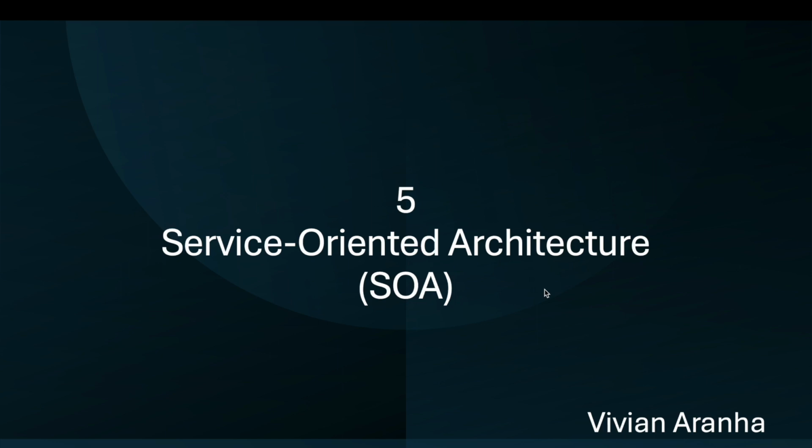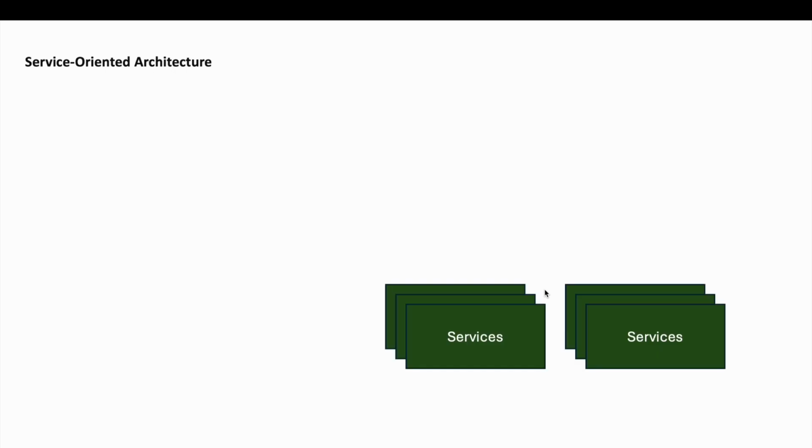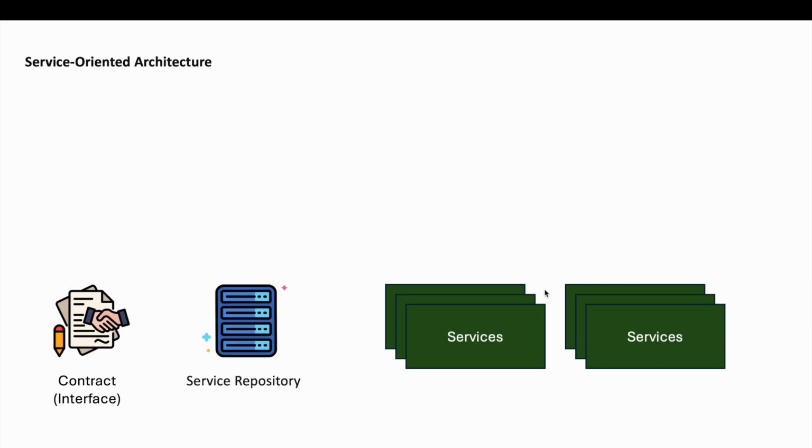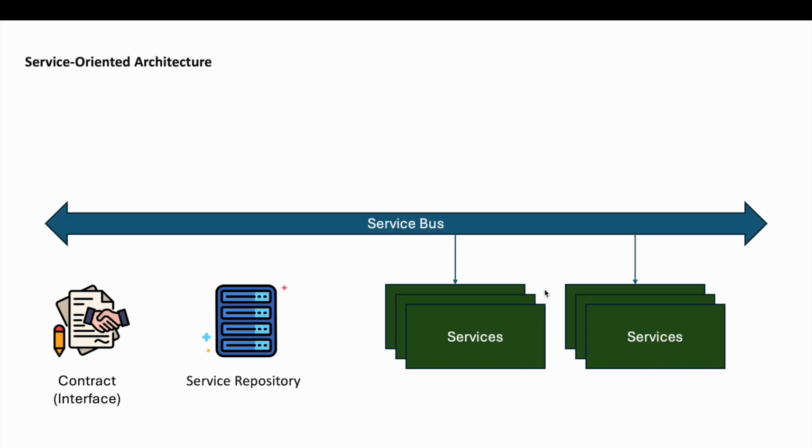Let's look at what the different components of SOA are. First, we have services, which are modular units of software that perform a specific business task and can be reused by different systems within an organization. Next, we have a contract or an interface, which defines how services interact through a formal definition that includes messages, operations, binding information, and the protocol. Next, we have the service repository, a central directory where services are published and can be found by consumers. And last, we have the service bus, which manages communication and data exchange between services through a reliable and secure platform.